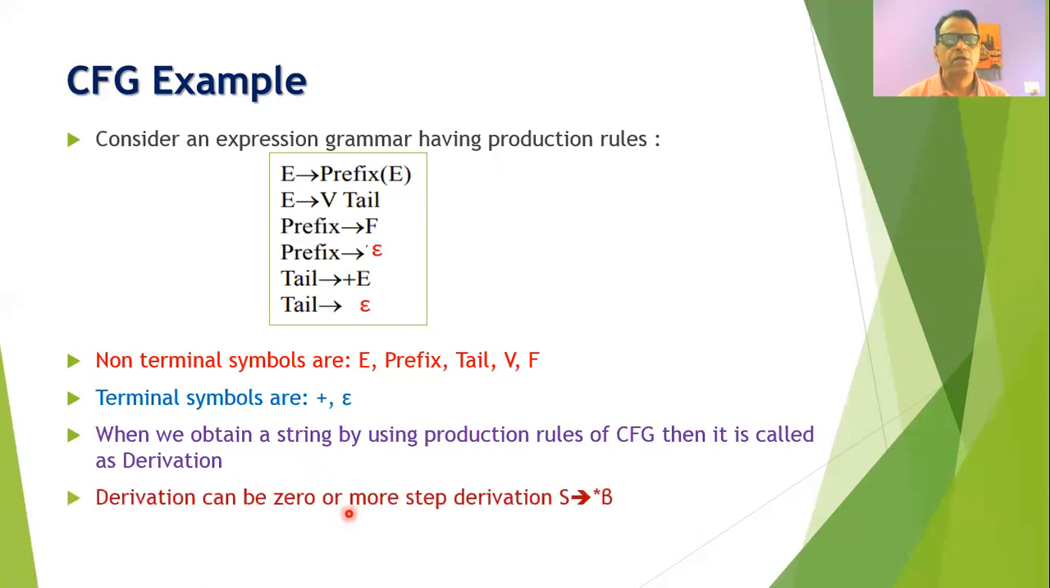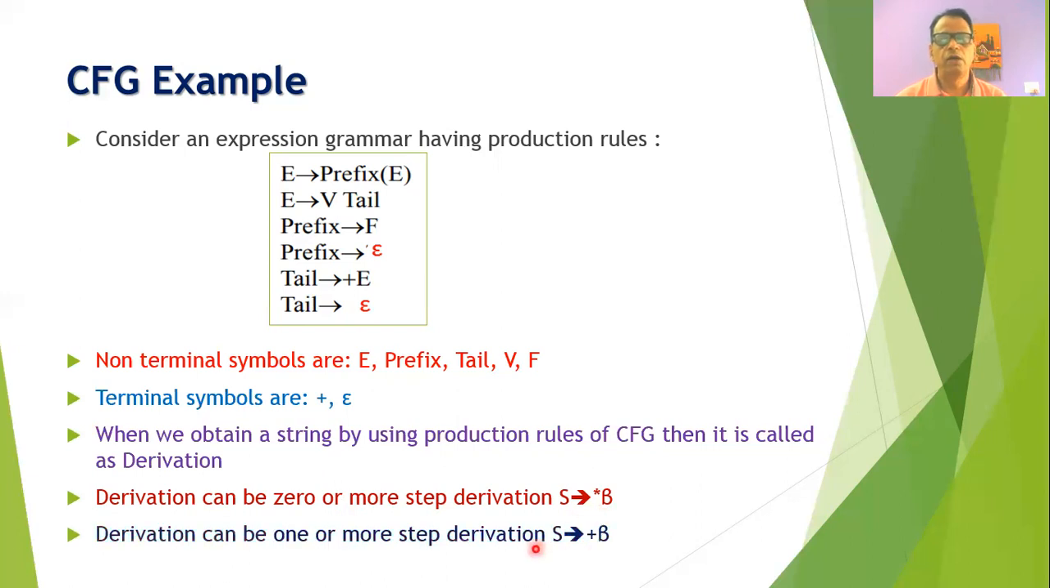The derivation can be either 0 or more steps, and whenever there is a derivation of 0 or more steps, then normally it is indicated as S derives β with a star. So star will indicate 0 or more steps. Whenever there are one or more steps in the derivation, then we normally indicate it by the symbol S derives β with a plus, where the plus will indicate that there is at least one step in the derivation.